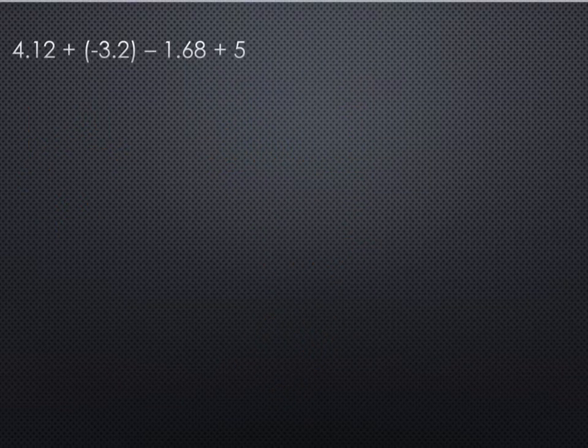Here we have a decimal version. So 4.12 plus negative 3.2 minus 1.68 plus 5. Again, we're stuck moving left to right. So 4.12 plus negative 3.2, we're going to have to subtract those. 4.12 minus 3.2, I'm going to add that 0 there just so I don't get lost. That is 0.92. It's going to stay positive.